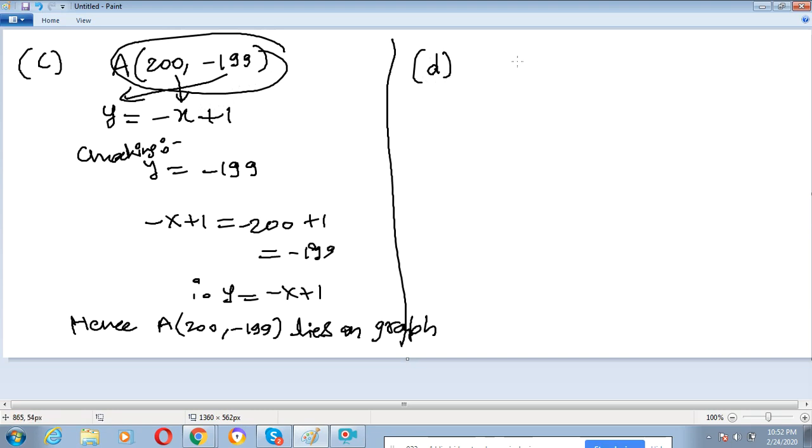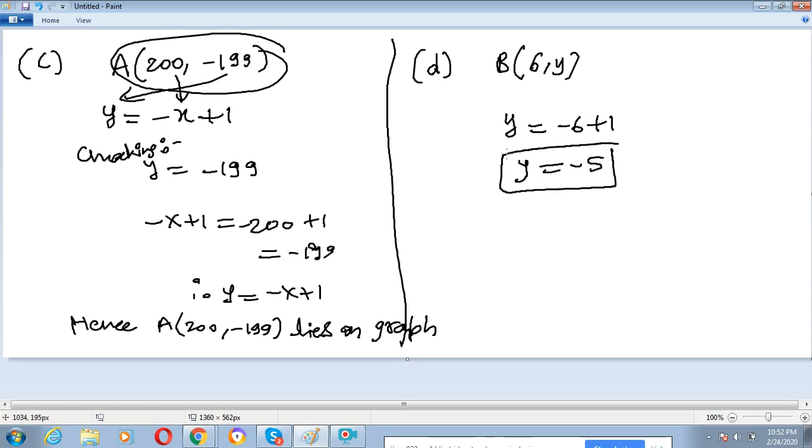So the next part says point B (6, y) lies on the graph. Okay, it is laying an emphasis: it lies on the graph. So we believe it lies on the graph, and we'll put it in minus x plus 1. So we get minus 5. It was asking the value of y. Yes, if it lies on the graph, if x is 6, y has to be minus 5. Same concept. This lies on the graph, so just put it in the equation. Just solve. Okay? That's it. Over. So we'll start with the exercise.